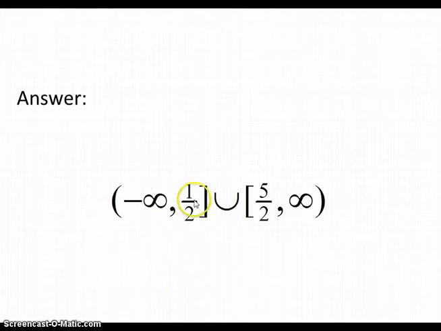So whenever you have the union of two non-overlapping intervals, your answer is going to look like this, except of course your endpoints will depend on the inequality, but you'll always have -infinity to something, union something to infinity. The other common answer that you'll get is an intersection of two overlapping intervals when you have an AND in there. In that case, it'll just look like one interval from some number to some number, and the parentheses or brackets will depend on the inequality. But this is our answer for this one. Keep working examples and you should be fine.